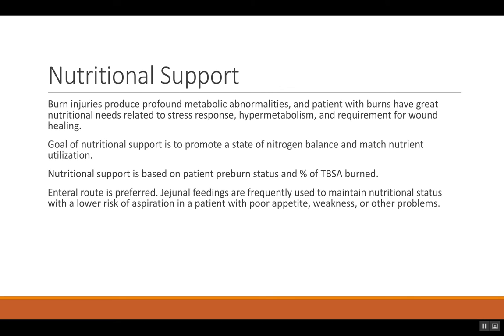Nutritional support is another really important thing. Again, we talked about the metabolic needs of patients who have burn injuries. Nutritional support is used to promote balance. And again, a big thing with this is going to be protein with these patients. Enteral route is preferred, but if we can't, then we're going to often have them on TPN.